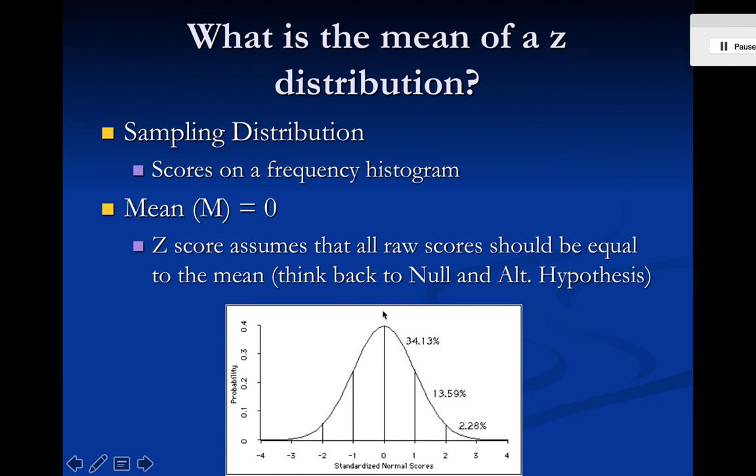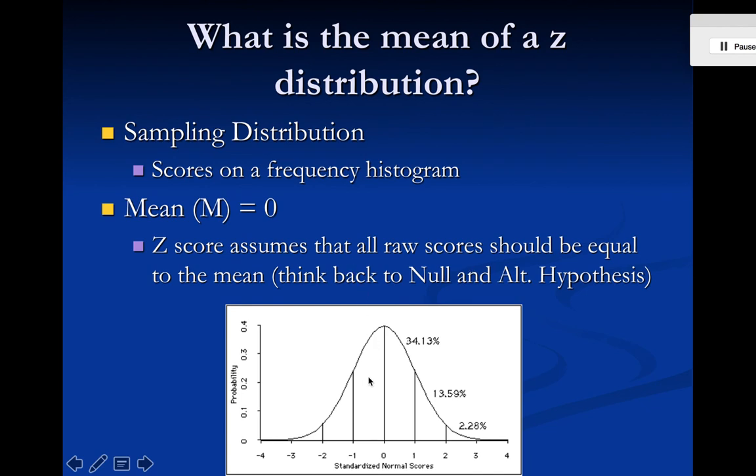So if you pull anything away from what I just talked about, know that the mean for the z distribution is equal to 0, right? If you're just like, okay, I'll come back to all this a little bit later, just know this. The mean for the z distribution is equal to 0 because the z score assumes that all the raw scores should be equal to the mean. So again, in other words, the null should be correct because that's the only known value I can work with. I don't know what the alternative value is. I can only work with the null value. So again, everyone's score should be equal to the mean in that particular case.